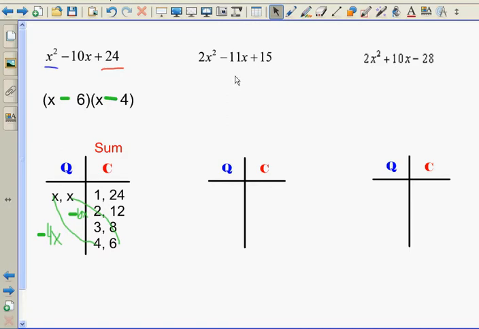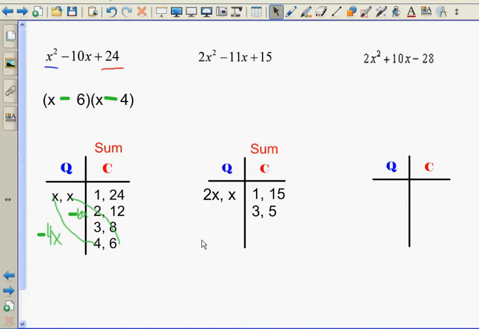Okay, let's do another one. So we've got a number in front, which we know makes things a little bit more complicated. So possibilities for 2x squared are going to be just 2x and x. Possibilities for 15 are going to be 1 and 15, 3 and 5. Since that 15 is positive, we know we're doing a sum table.